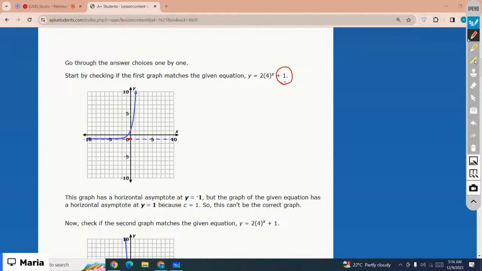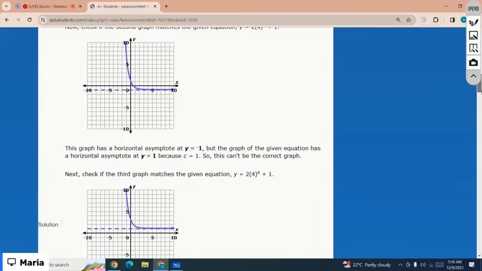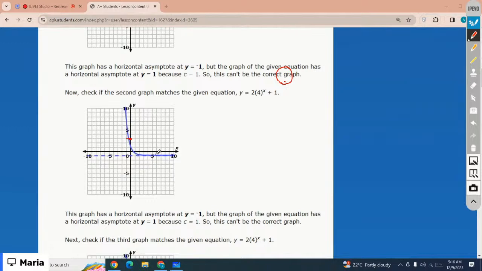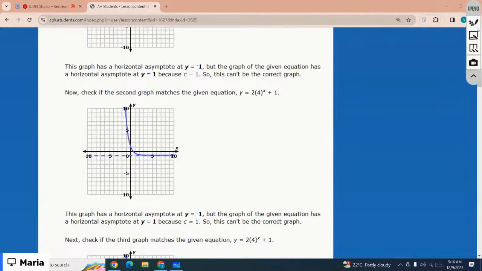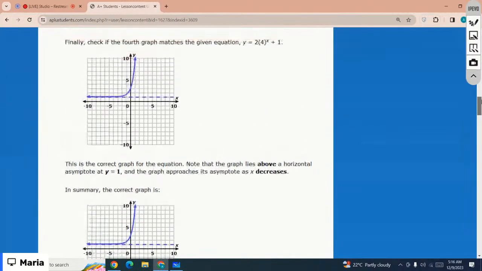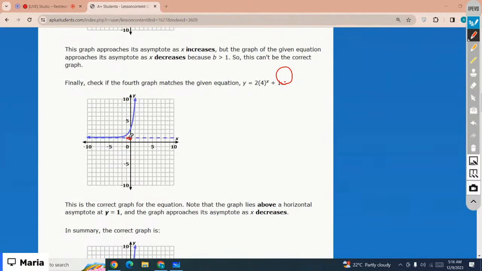Okay, let's just check with the second one. Okay, this graph also has an asymptote value y equals negative 1, right? This isn't the correct option, right? This is the correct option. D is the correct option. How? You can see this graph. If you match this value, that is y equals 1. Here y equals 1, right? And this is the positive value, c equals 1, right? So this is the graph of the equation.